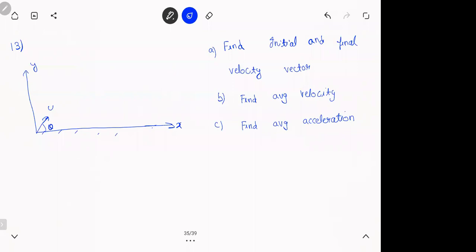Get it, people? So this is a 1D and projectile combination. They ask you this kind of question only. What is the initial and final velocity vector? In case you are confused, I'll help you out there. This is u cos theta, this is u sin theta. So the initial velocity vector will be u cos theta i cap, because first is the x-axis, and u sin theta j cap. That's all we had to do.